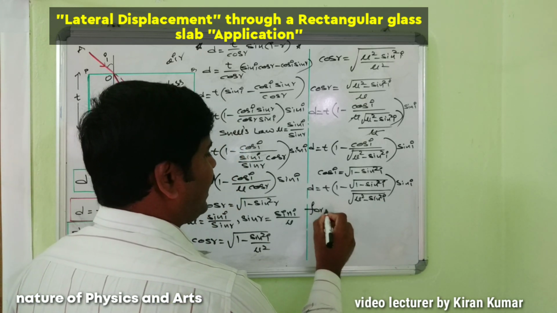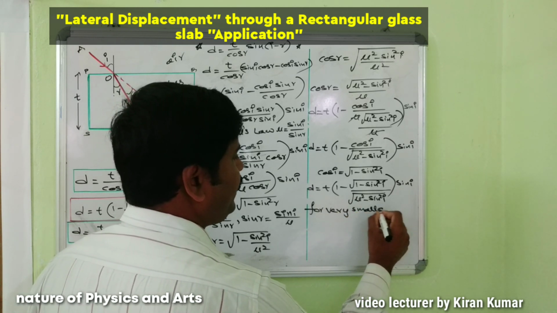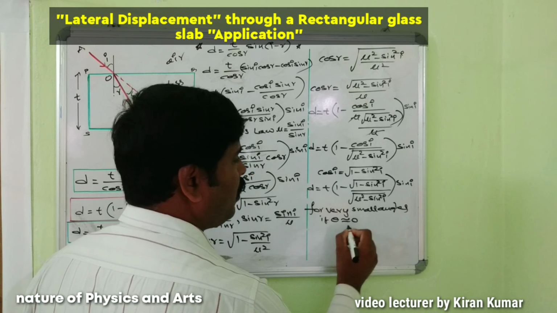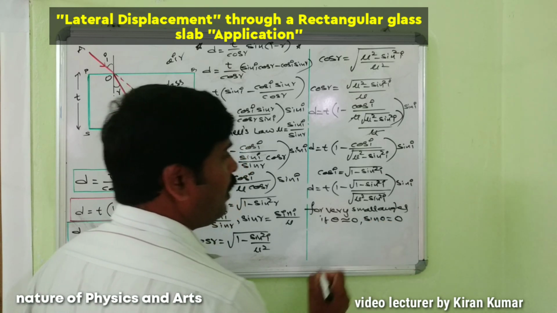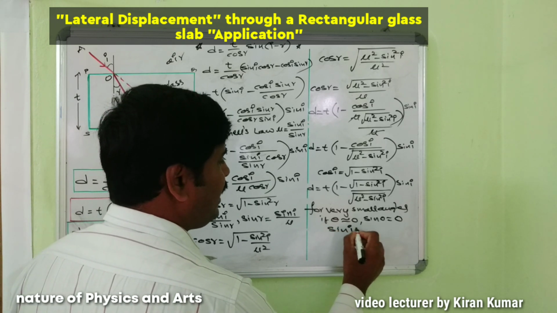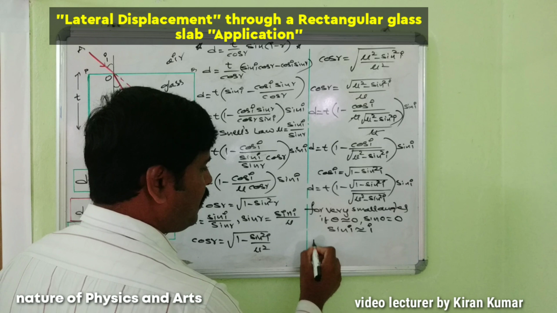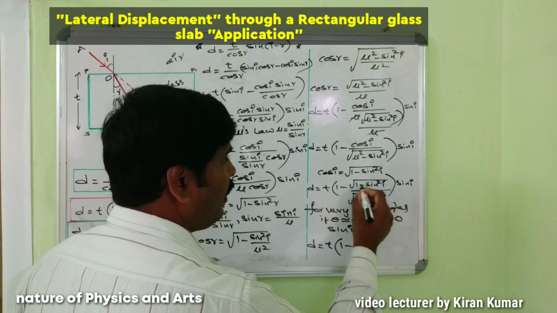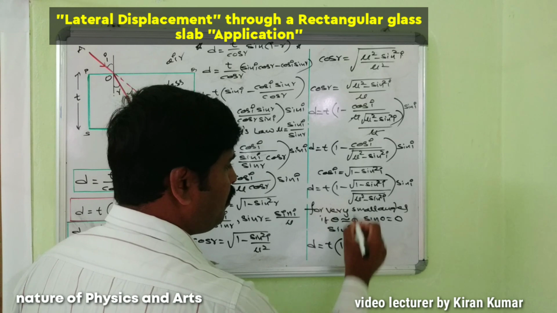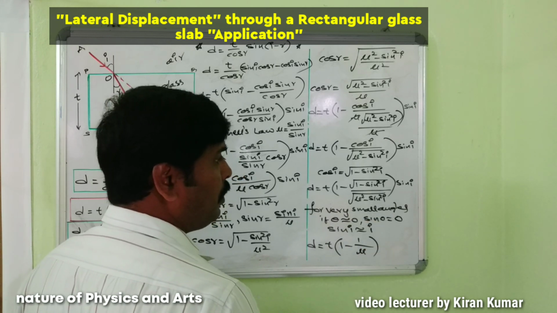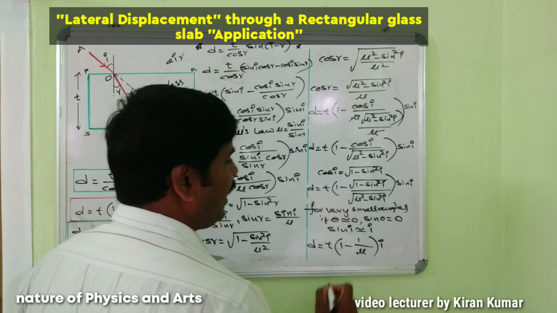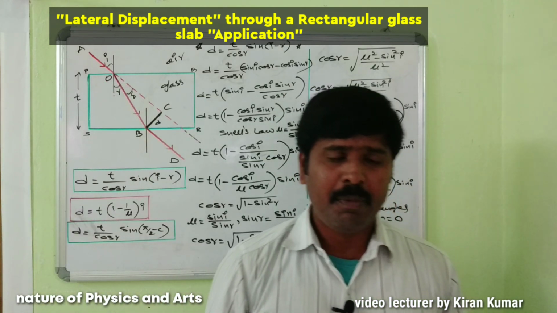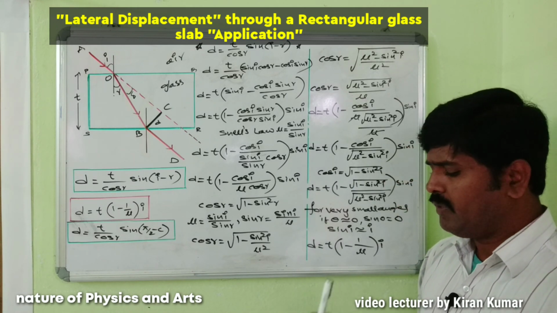See, for very small angles, we can write that if theta is approximately equal to 0, then sin θ is approximately 0, and sin i is approximately equal to i. The resultant equation is d equals t into 1 minus 1 divided by mu square root of the term, which gets cancelled, into sin i, which is equal to i. So this we already did, this is the second equation only. From the second proof also we got the relation between the lateral displacement and the thickness of the glass slab.